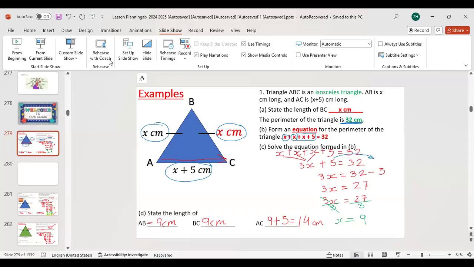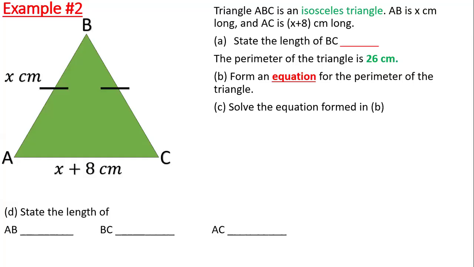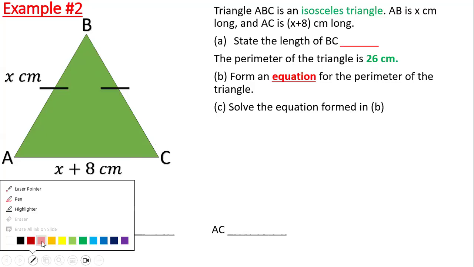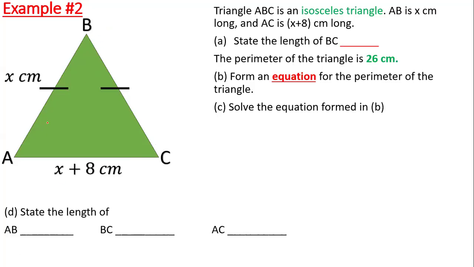So class, we have AB. They say state the length of BC. If we say that AB is x centimeters, what's going to be the length of BC, class? x centimeters. Very good. It's going to be x centimeters as well.